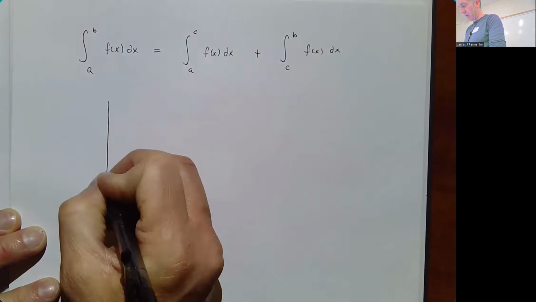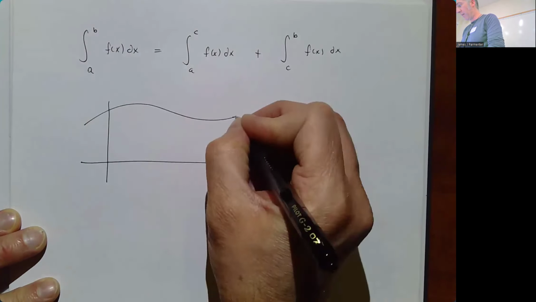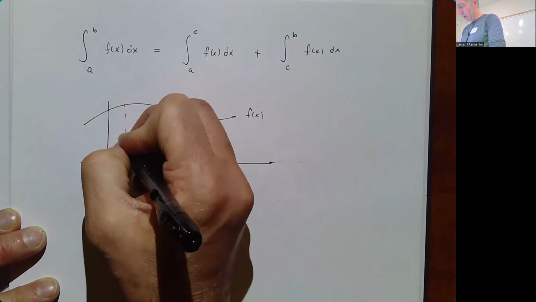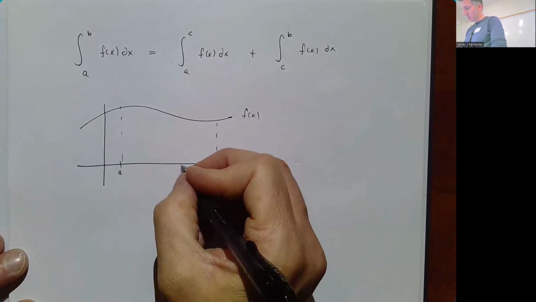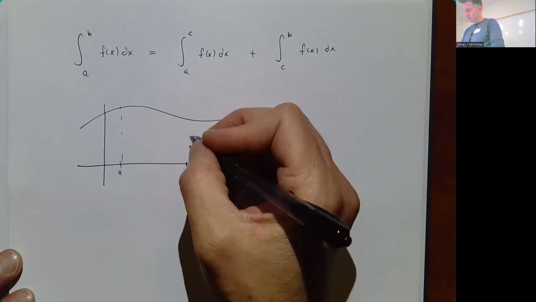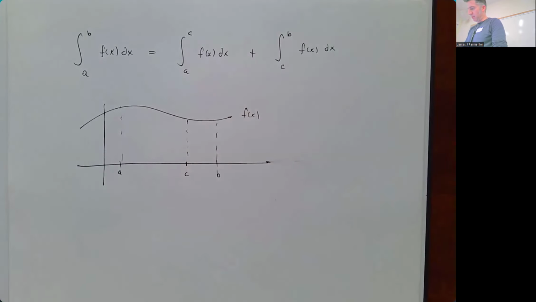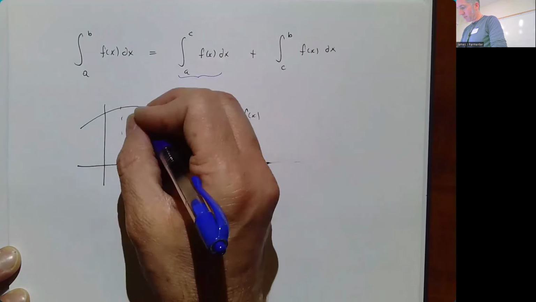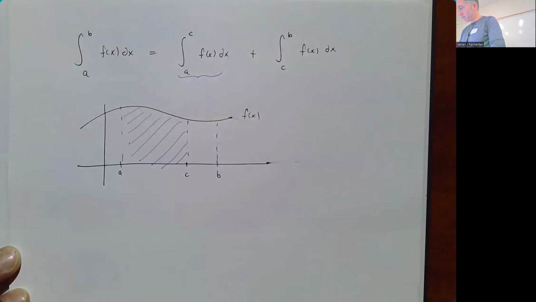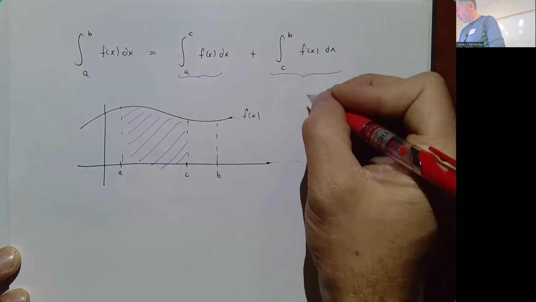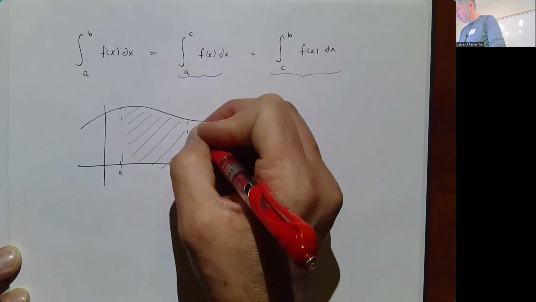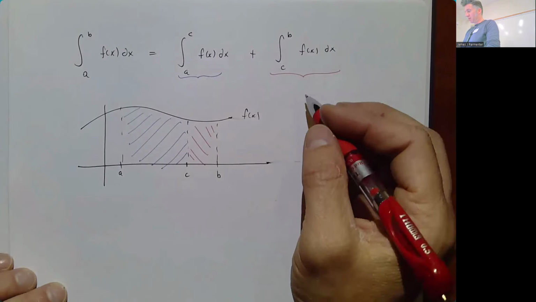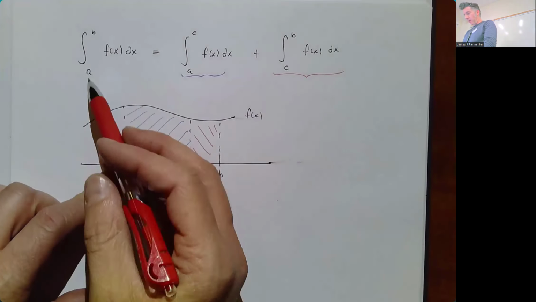I'm imagining this as the area under f of x from a to b, and then breaking that up at some c in between the two. So that this integral here is the area in blue, and this integral here is the area in red. Sorry, I'm used to hitting my, sorry. Okay, which adds up to the total area from a to b of f of x.